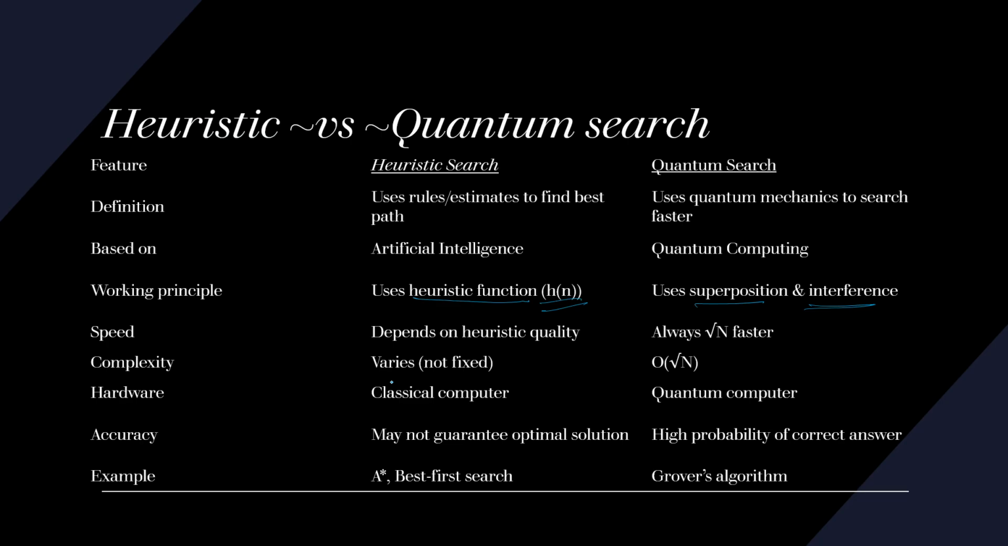When you talk about complexity, heuristic search complexity varies, it is not fixed. That means heuristic search is a smart way to approach different algorithms. But in quantum search, it is always root over n. When you talk about hardware, heuristic search runs on classical computers, but quantum search needs quantum computers. Accuracy: heuristic search may not guarantee optimal solutions, but quantum search gives a high probability that the correct solution will be found. These are some examples of heuristic search algorithms and quantum search algorithms.